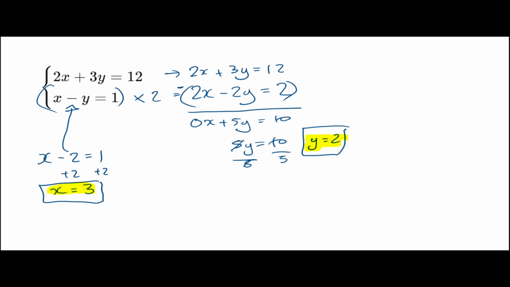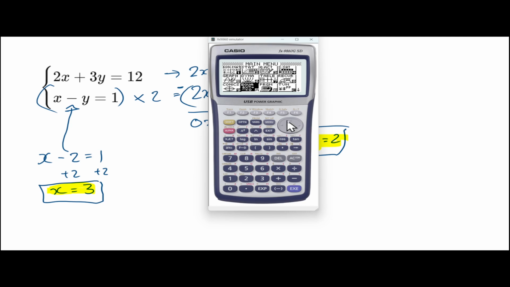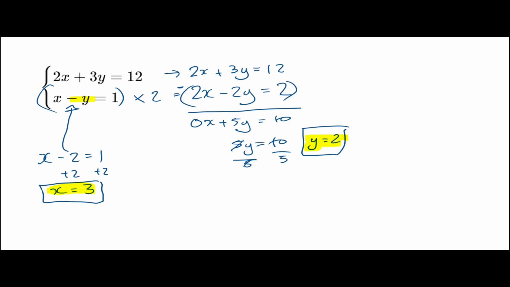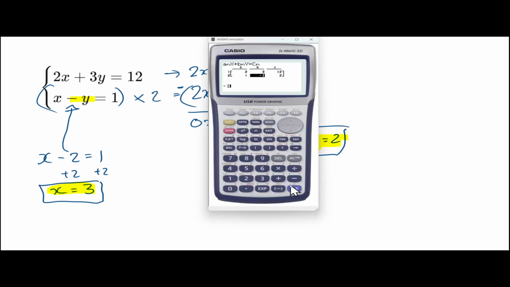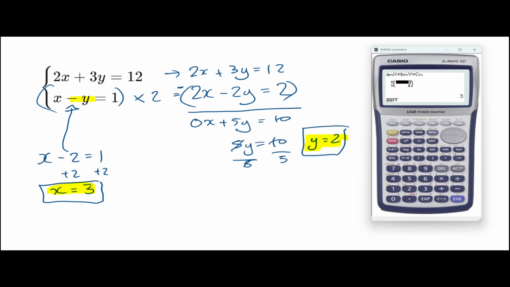Could we do this on the calculator? Yep, we could. So I'm going to go to equation again. I'm going to go to 2 variables, and I'm going to put in 2, 3, 12, 1, minus 1. Remember, this is minus 1y there. And that equals 1. And then I'm going to solve it, and sure enough, it gives me x equals 3, y equals 2. Same answer.